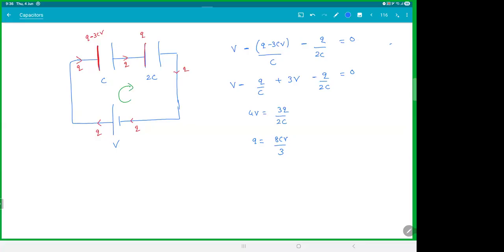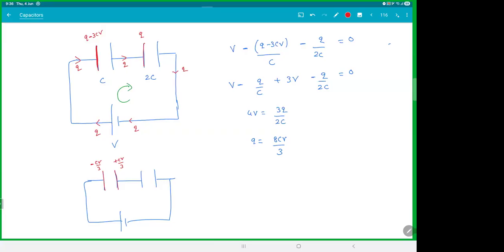Right? So what are the charges on the capacitor? So the final charges will look like this. Q minus 3CV. That is actually minus. So this guy will have minus CV by 3 and this is plus CV by 3. That plate is actually negative. We thought it was positive. The science will take care of itself. And then this guy is 8CV by 3. This is minus 8CV by 3. Yeah, that's your final charges.